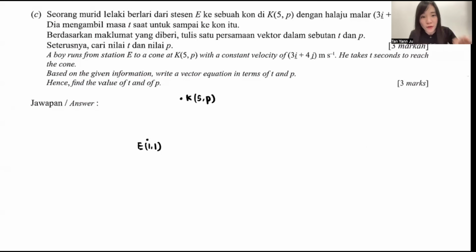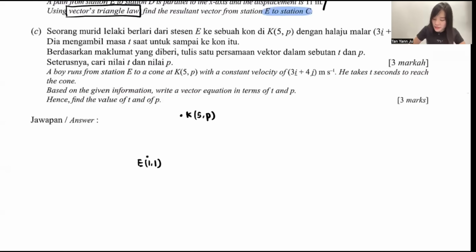This boy ran from E to K with a constant velocity of 3i plus 4j meters per second. That means walk right 3 steps, walk up 4 steps. Does it mean that you walk 3i plus 4j and then you reach K? No, because the unit tells you that it is meters per second. That means every 1 second, you walk right 3 steps and up 4 steps. So this is for 1 second.